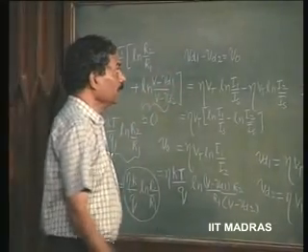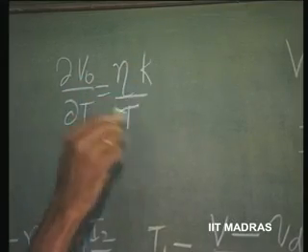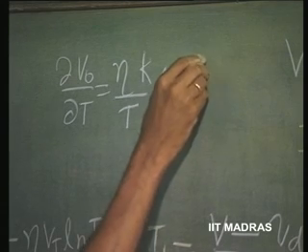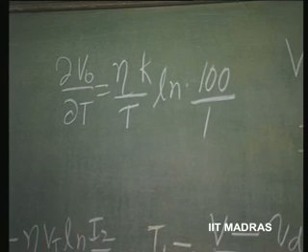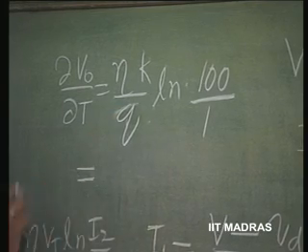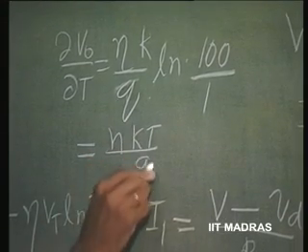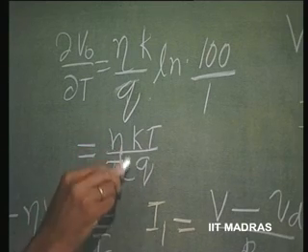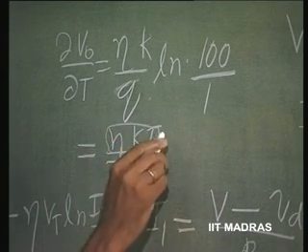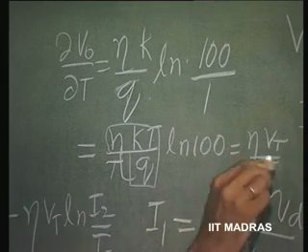So, this sensitivity delta V naught by delta T is going to be eta K by Q log of R2 by R1, which is 100 divided by 1. So, this is eta K by Q, which you can rewrite as eta kT by Q. Eta k by q can be written as eta kT by T into q, which itself is going to be nothing but eta Vt by T into log 100.